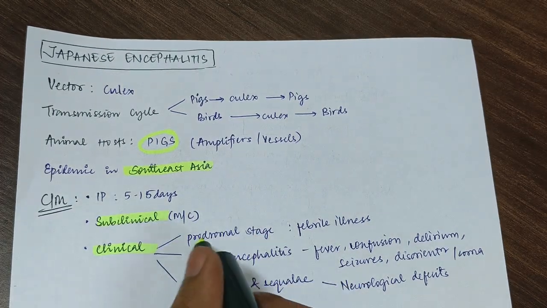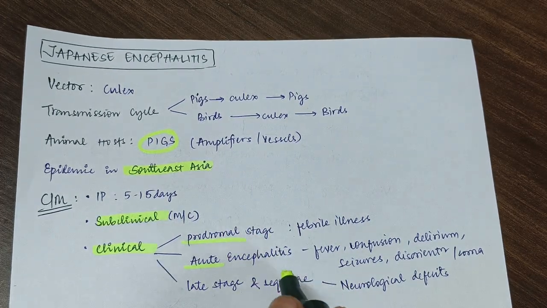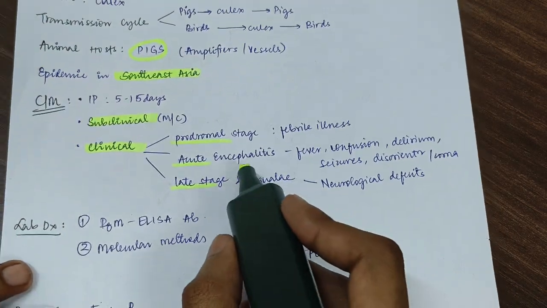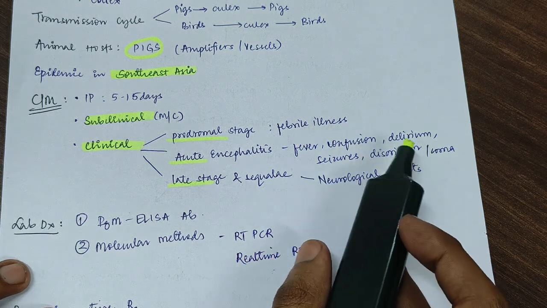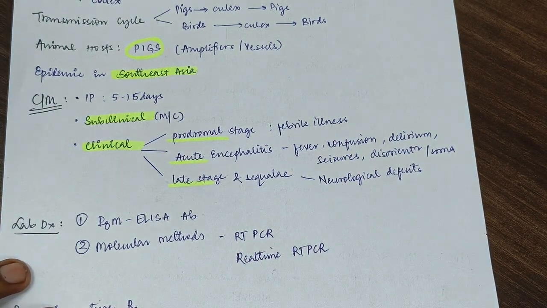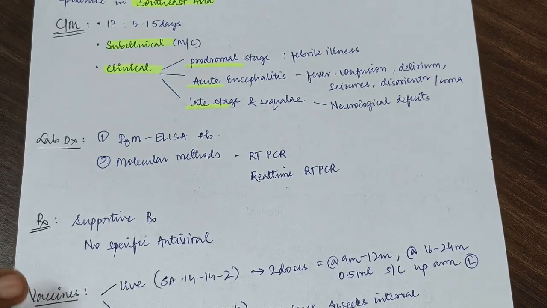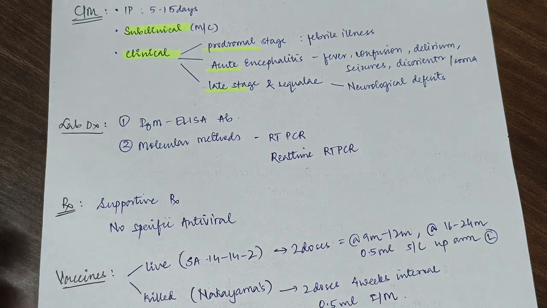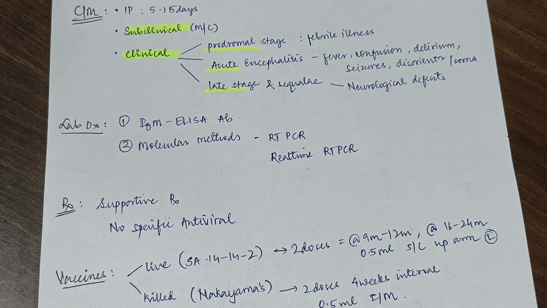If it is clinical, it has 3 stages: prodromal, acute encephalitis stage, and late stage. In the prodromal, it is just febrile illness. In the acute encephalitis, you are going to see fever, confusion, delirium, seizures, disorientation, and coma, whereas in the late stage you are going to see neurological deficits. Lab diagnosis is based on IgM ELISA antibody detection, then molecular methods such as RT-PCR and real-time RT-PCR. RT-PCR is done for RNA virus, whereas PCR is done for DNA virus. Treatment: you are going to do supportive treatment, there are no specific antivirals.